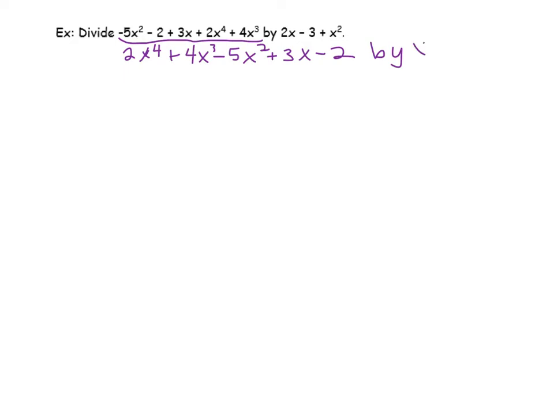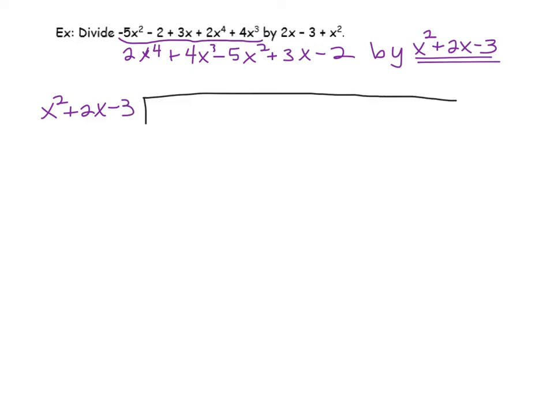I would write x squared first. 2x is positive, and the constant is negative 3. Whew, we need a lot of space for this one. Whatever we're dividing by goes on the outside. So that's x squared plus 2x minus 3. And then draw a really big division bar. And let's get all of that polynomial to fit on the inside. 2x to the fourth plus 4x cubed minus 5x squared plus 3x minus 2.